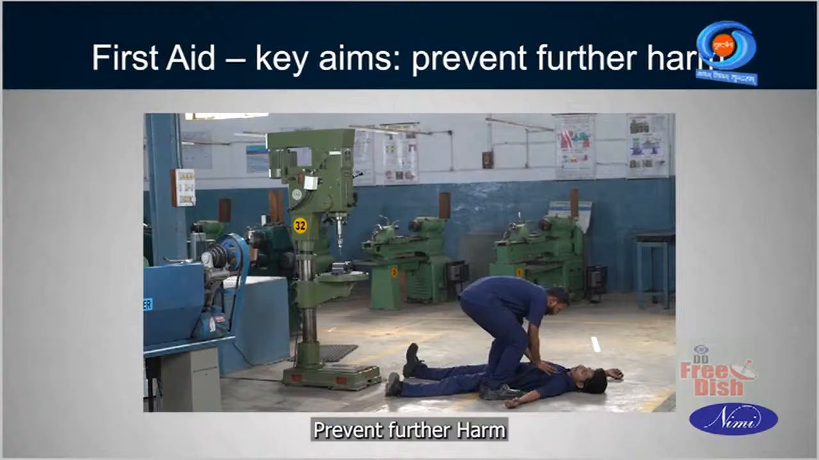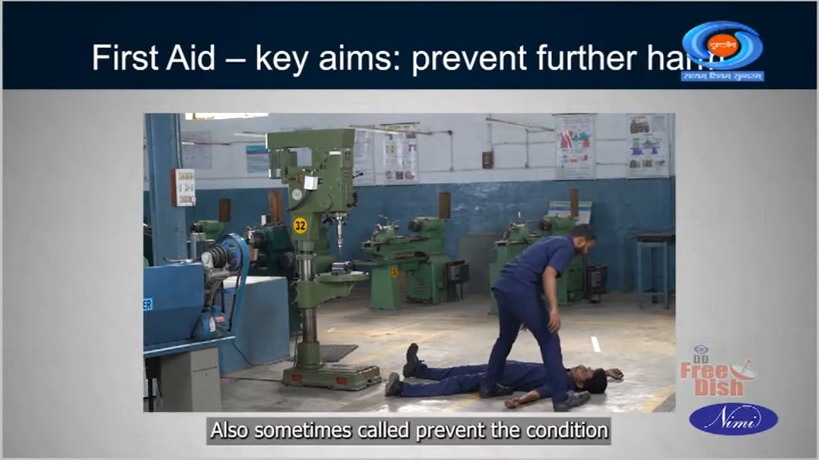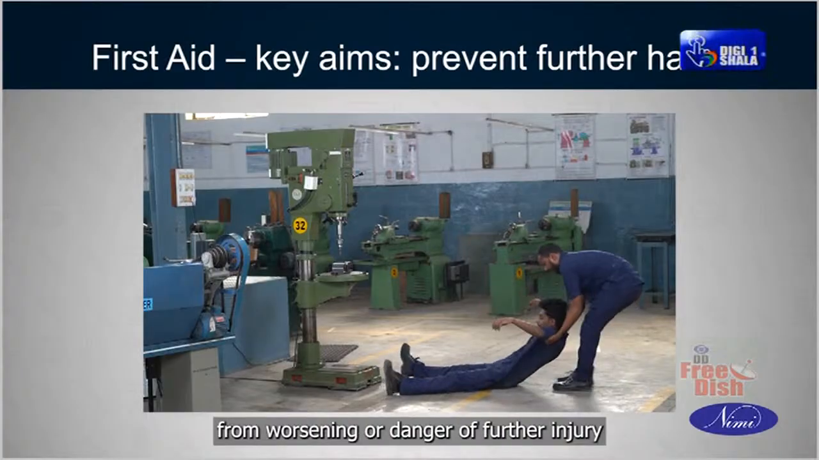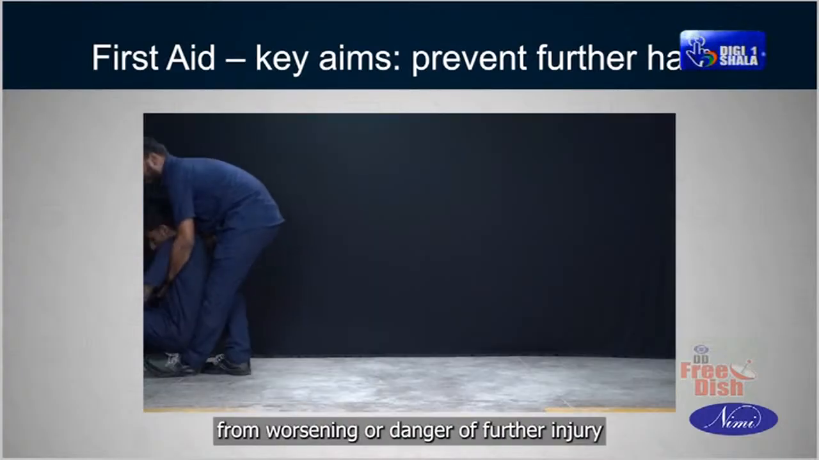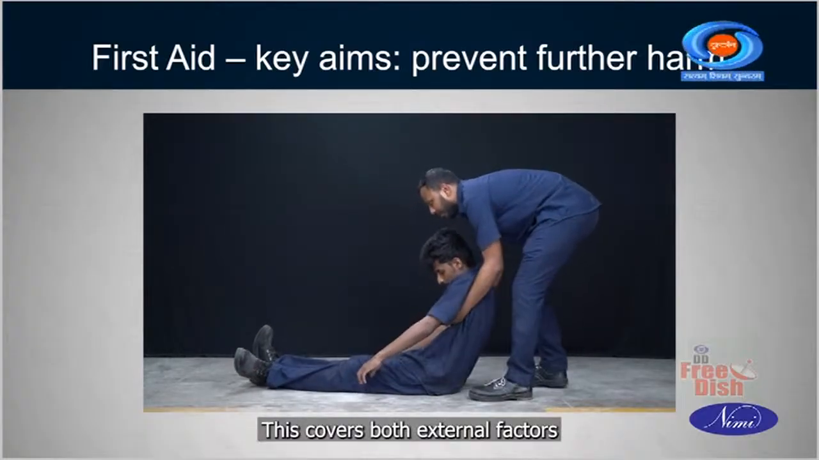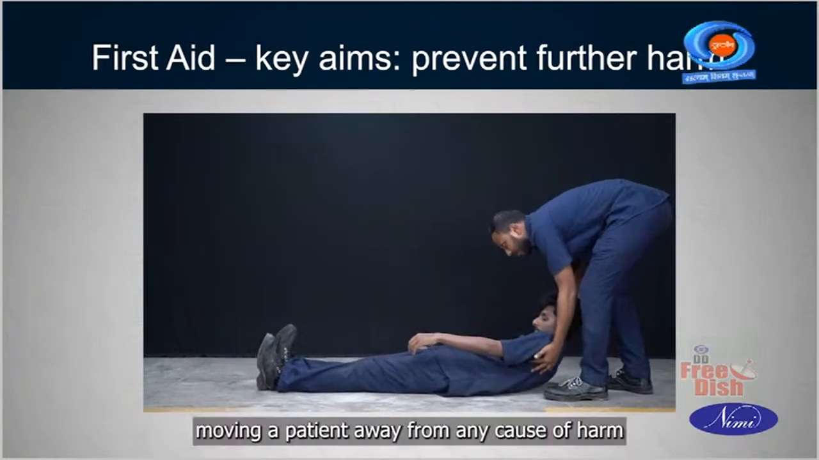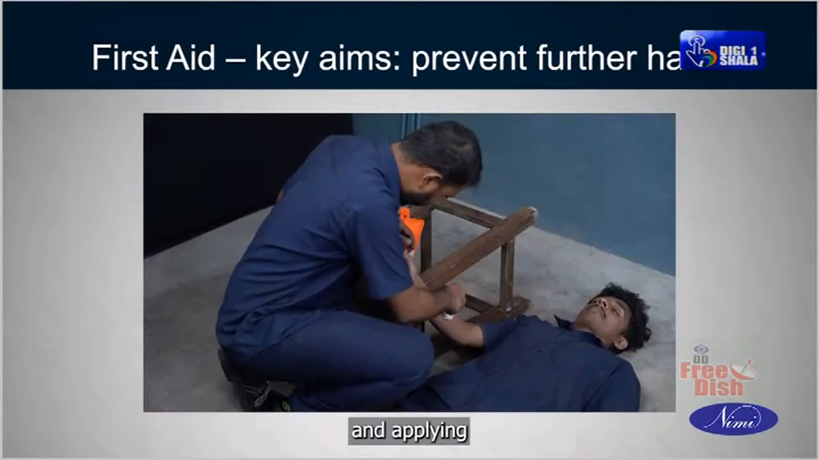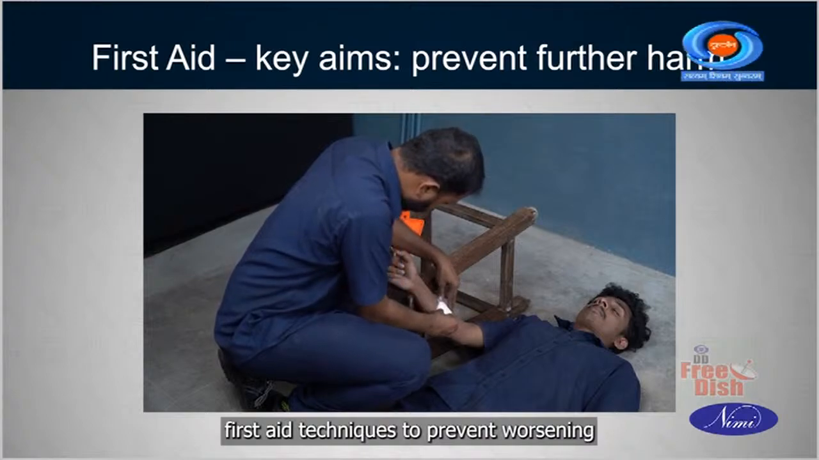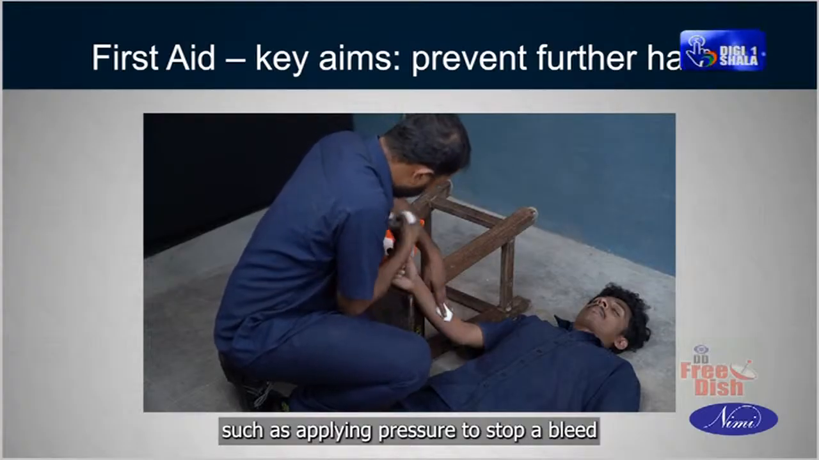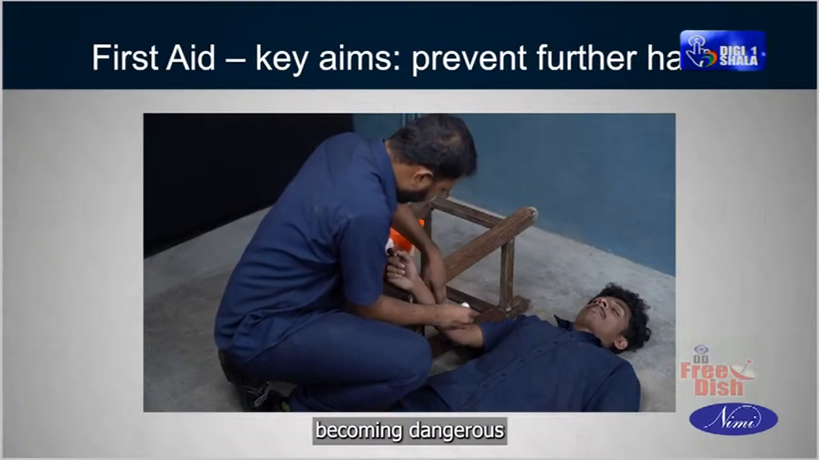Prevent further harm. Also sometimes called prevent the condition from worsening or danger of further injury, this covers both external factors such as moving a patient away from any cause of harm and applying first aid techniques to prevent worsening of the condition, such as applying pressure to stop a bleed becoming dangerous.